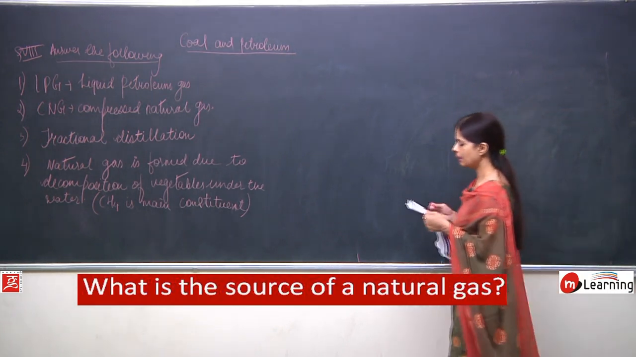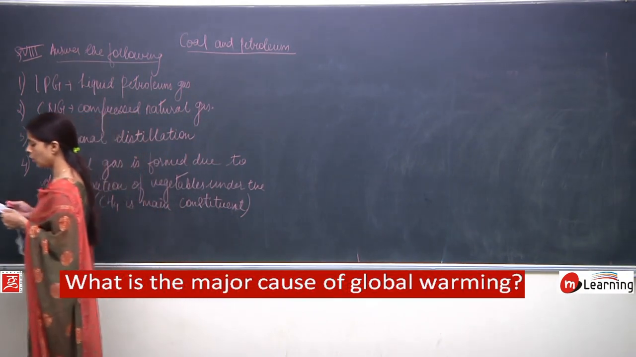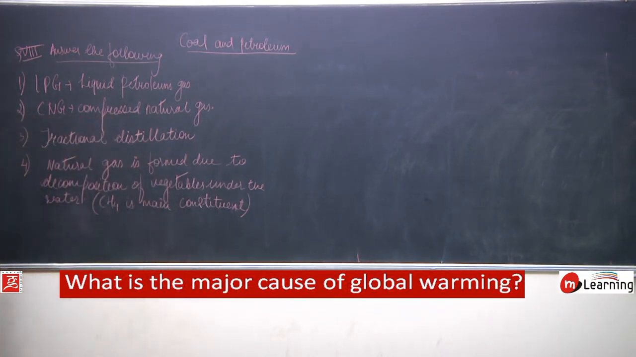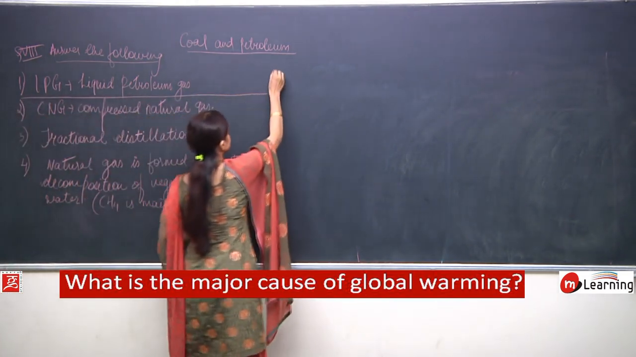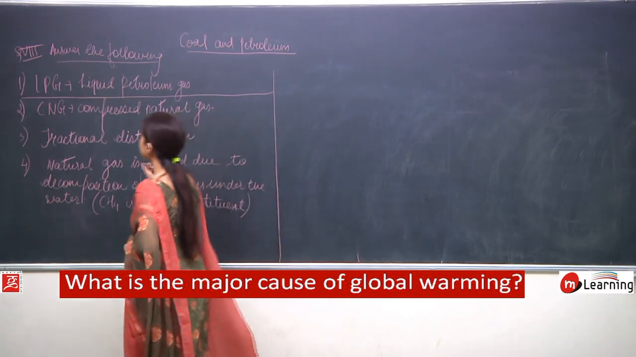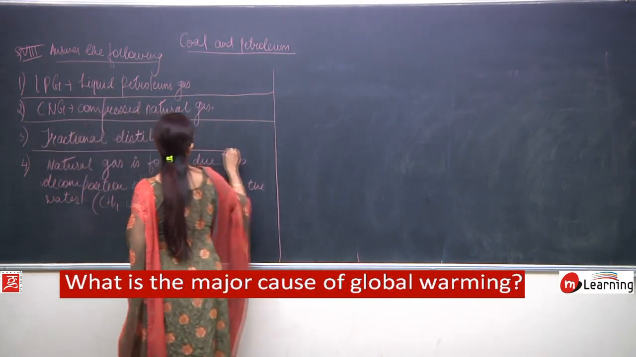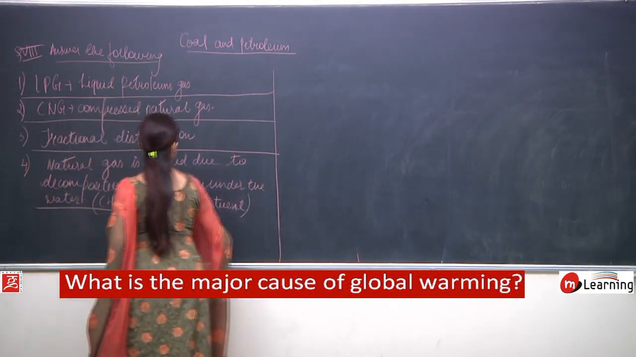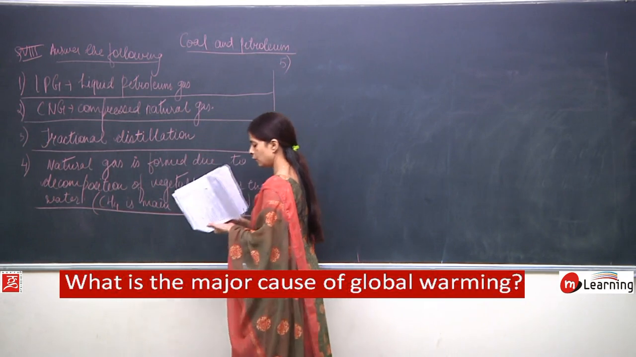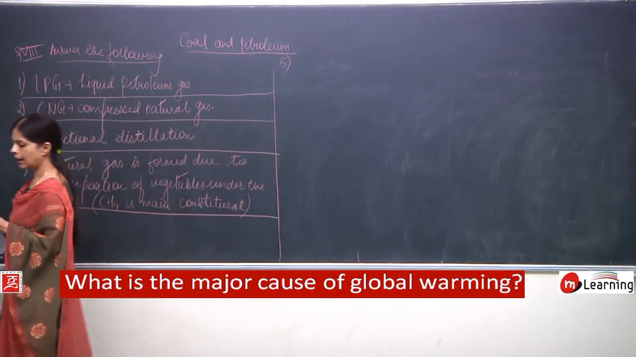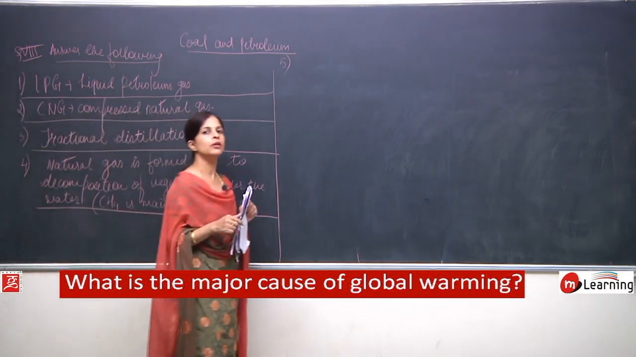Okay, now come to the next one, children. Fifth one. What is the major cause of global warming? Okay, now see, let me just make a difference here so that it will be easy to understand. This one is the second one, then the third one, then the fourth one. It's better to write the fifth one over here. Now see, what is the question? They are asking, fifth question, what is the major cause of global warming?